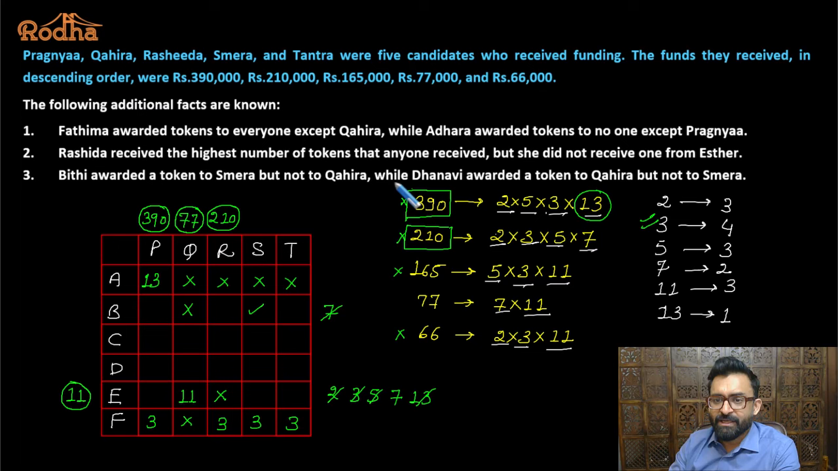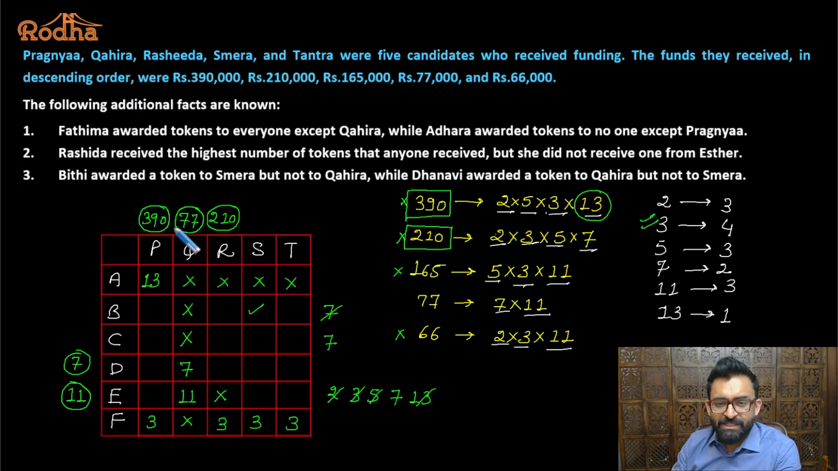Let's move ahead then. Dhanvi awarded a token to Kyra. Kyra already got 11. That means Dhanvi must be awarding token number 7, because I have to make 77. Dhanvi should award the 7 number token, otherwise we cannot make 77. Fine. She is awarding 7.